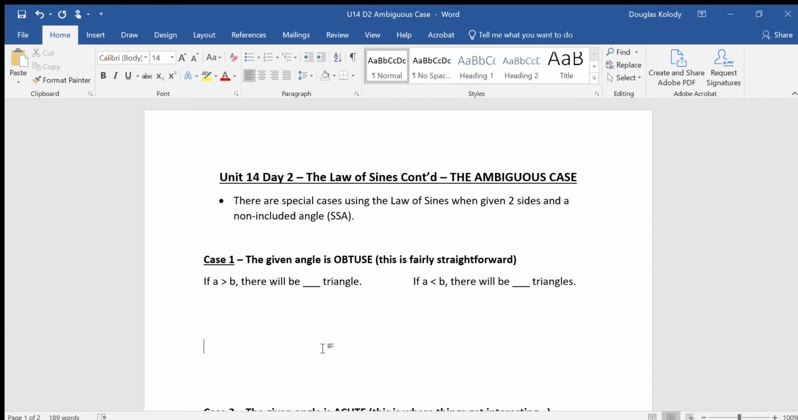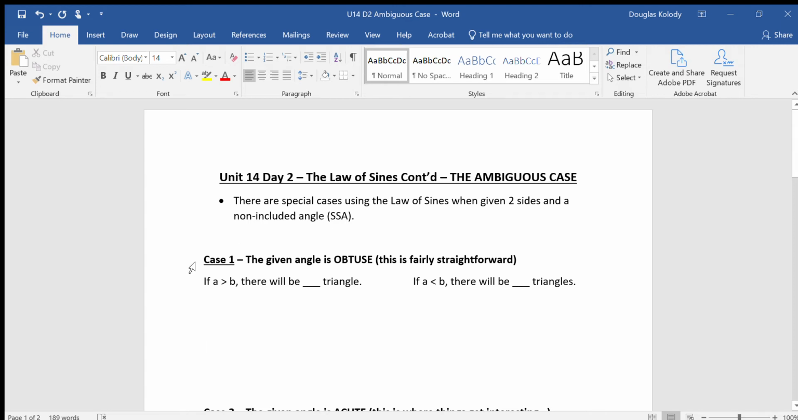Today we're going to continue with the law of sines, but we're going to talk about something called the ambiguous case today. Now, as a quick review, the law of sines can be used anytime you are given one side and any other two measures, sides, angles, whatever you want. This special case happens when you are given two sides and a non-included angle. And yes, I am not going to write that in the other direction.